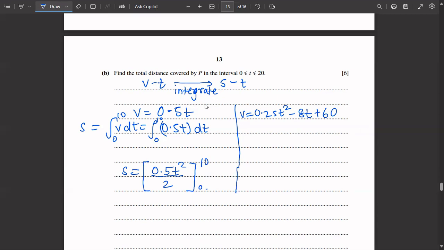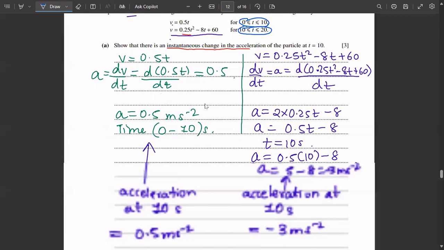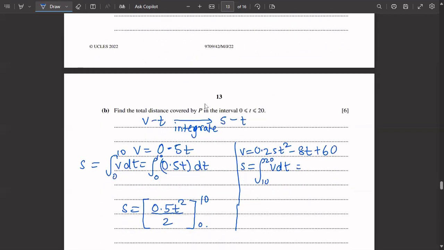Similarly, for this one, the displacement will be the integral of v dt. This is 20 and this is 10, so the limits are 20 and 10. Why? Because here the limits are 20 and 10. So next, we will integrate this to get 0.25t square minus 80 plus 60. And this will be 20 and this will be 10.